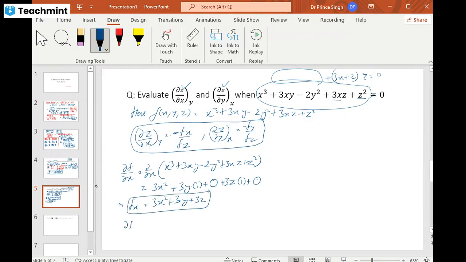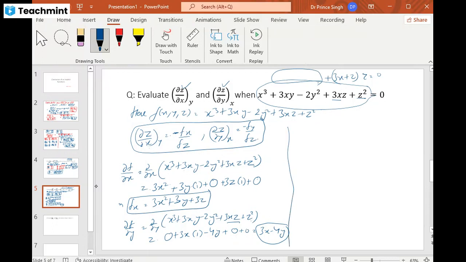Similarly, what is the derivative function with respect to y? This is ∂/∂y of x³ + 3xy − 2y² + 3xz + z². So when we differentiate with respect to y, then x and z are constant. The derivative of x³ is 0, 3x is constant, the derivative of 2y² is 4y. The term with x and z is constant, z² is constant. So its value is 3x − 4y.